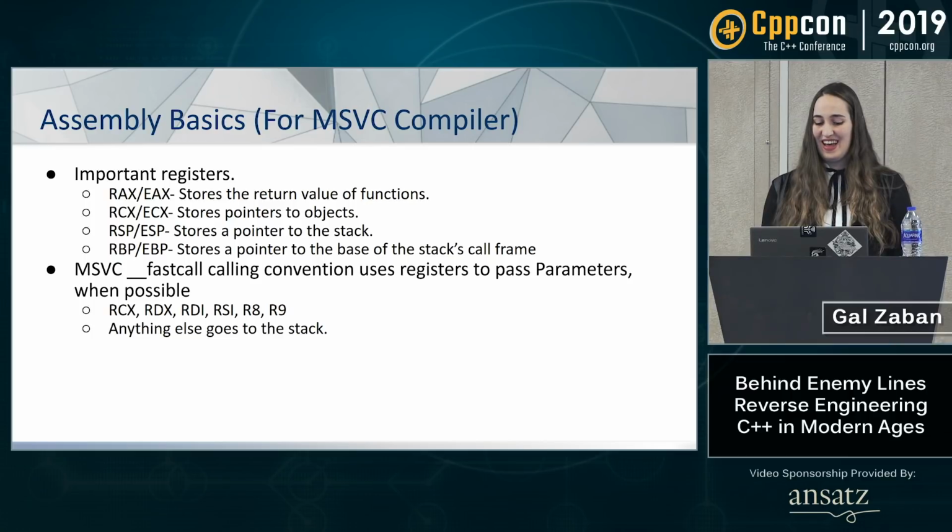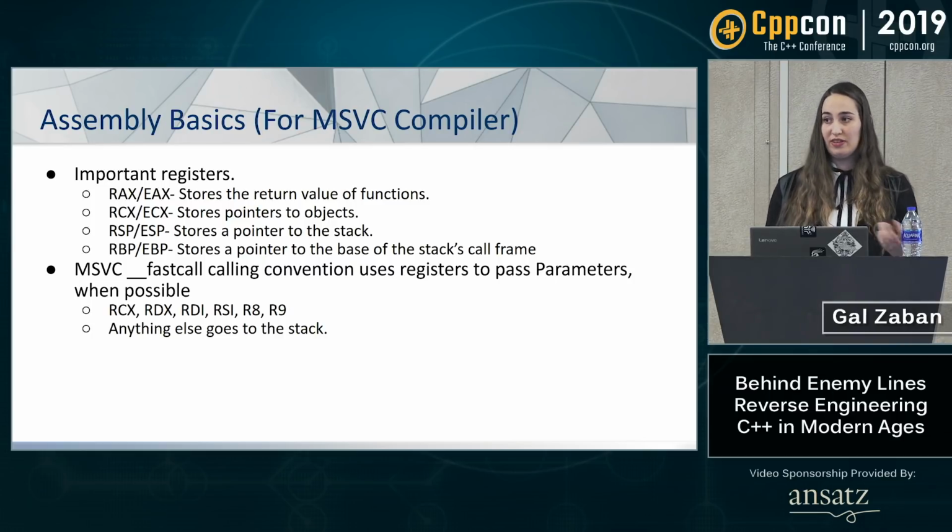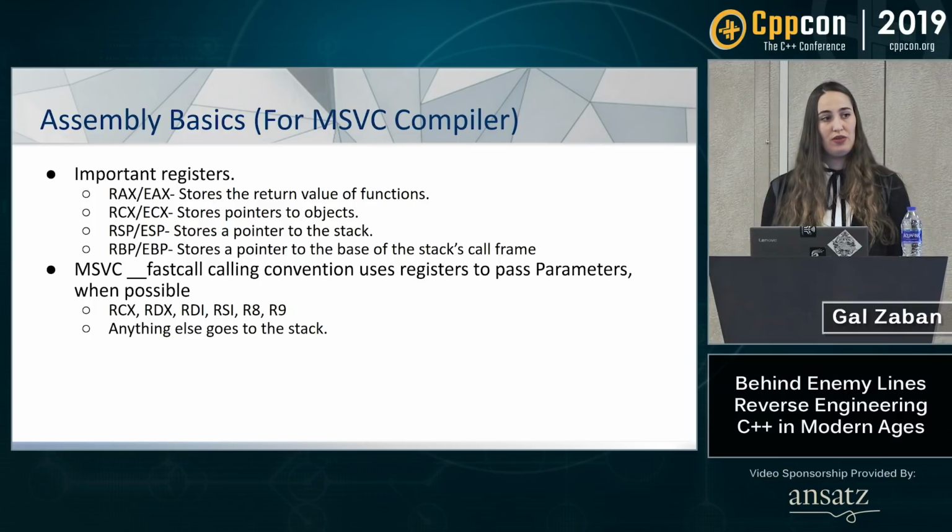Another last thing is the MSVC fast calling convention. It uses registers to pass the parameters to functions when it is possible. It's also important to know that there are some types that cannot be passed through registers. For example, unique pointers and shared pointers will be pushed onto the stack. So these are the registers that are used when a fastcall is used, and after all the registers are used, other parameters will be pushed onto the stack.